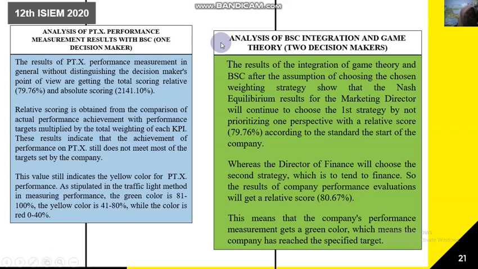Analysis of the integration of balanced scorecard and game theory for decision makers. After integrating balanced scorecard and game theory, PTX performance gets 80.67% for the relative scoring. It means that PTX performance is at the green color and it indicates that PTX has reached the specified target.